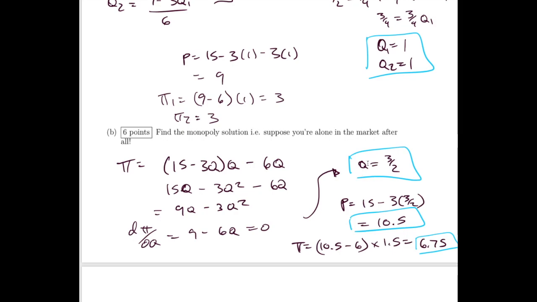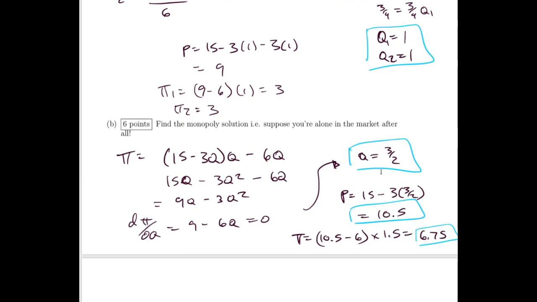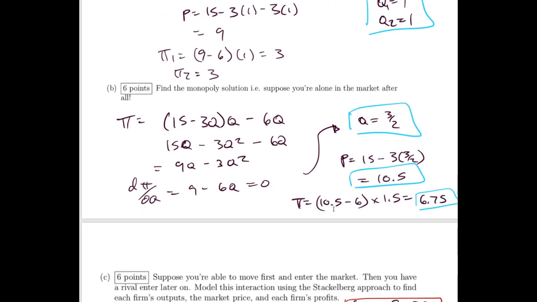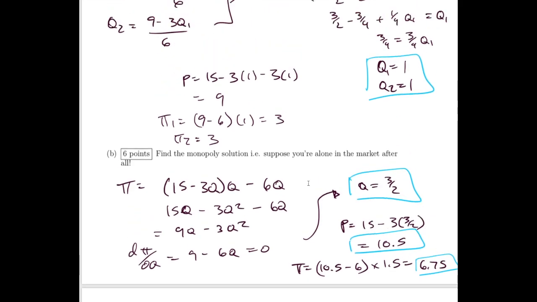That makes sense. It's bigger than the individual Cournot quantity. And the price, a little bit higher too. We end up having a price of 10.5. And monopoly profits are going to be 6.75, right? There's more profit in the market when served by a monopolist than jointly by Cournot firms. Here, joint profits would be 6. Here, monopoly profits are 6.75.